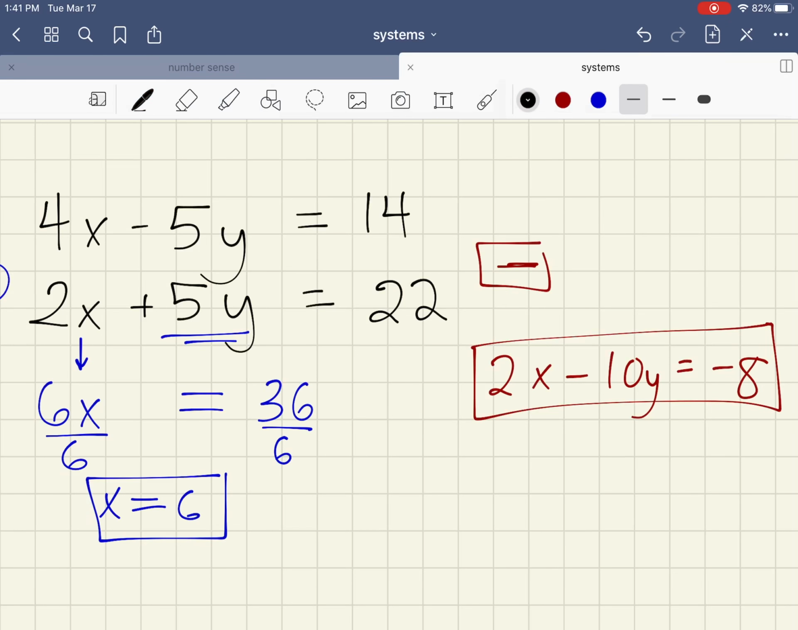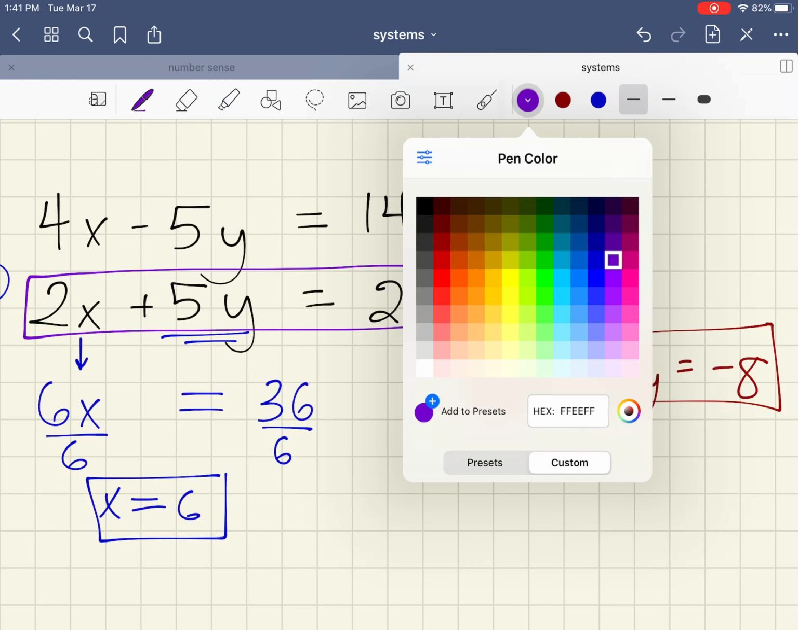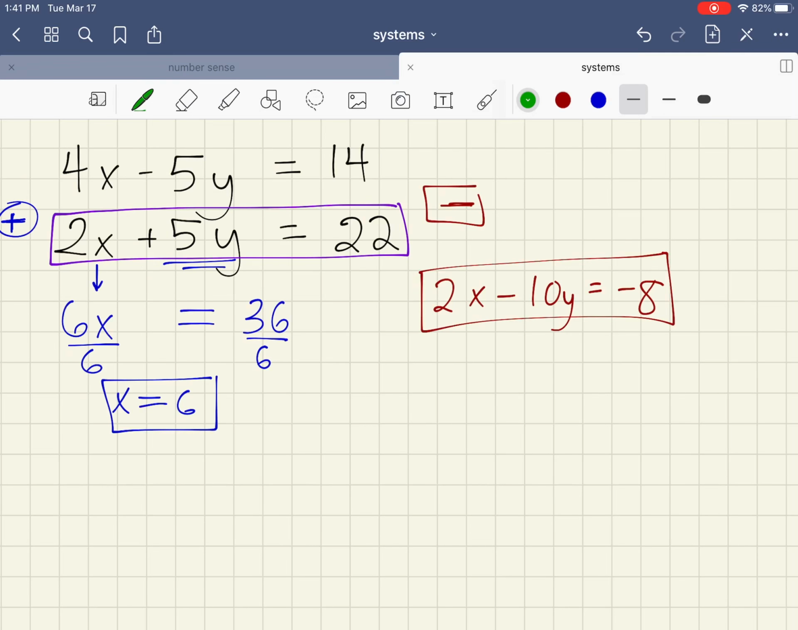So what I'm going to do is I'm going to take this second equation, and I'm going to force the coefficients to be the same. So how am I going to do that? I'm going to multiply that bottom equation by 2. And when I do that, I get 4x plus 10y equals 44.